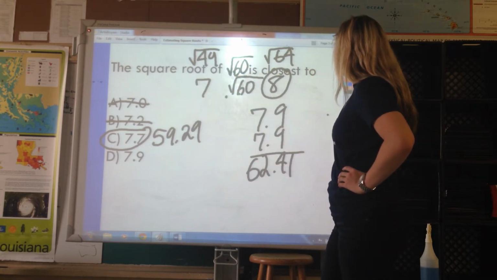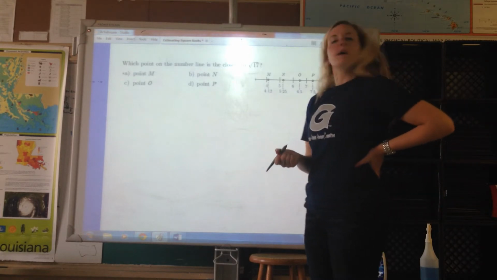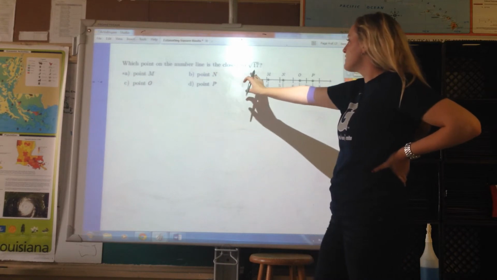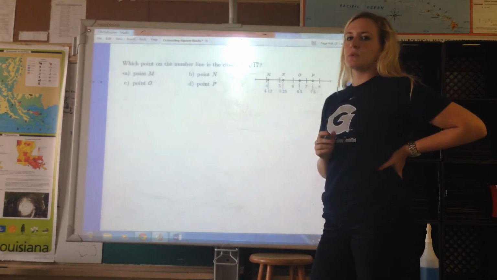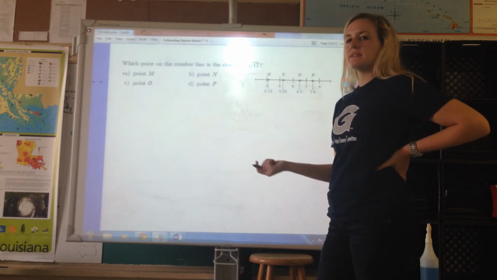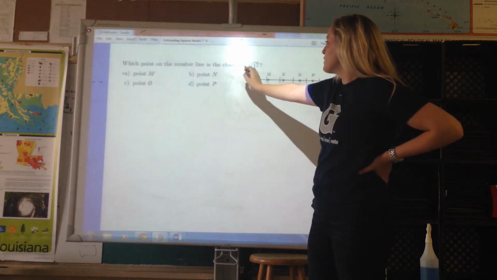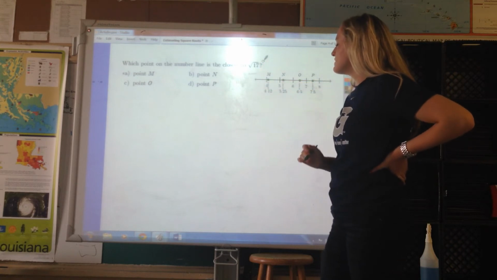Let's do one last example. All right, so sometimes, and you're going to see questions like this on your benchmark, you just need to figure out where on the number line the square root falls. And we did some of this yesterday. Which point on the number line is closest to the square root of 17?